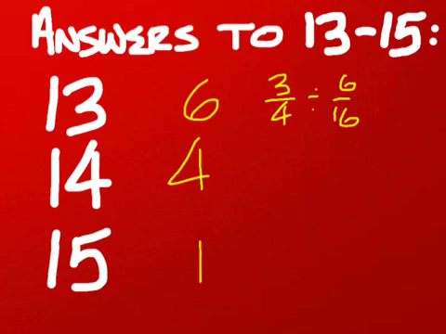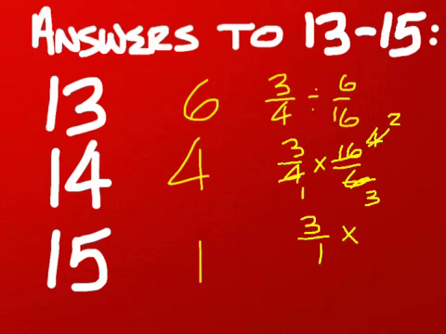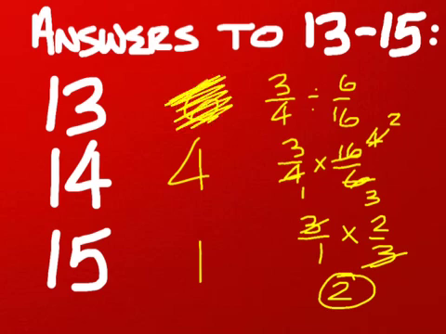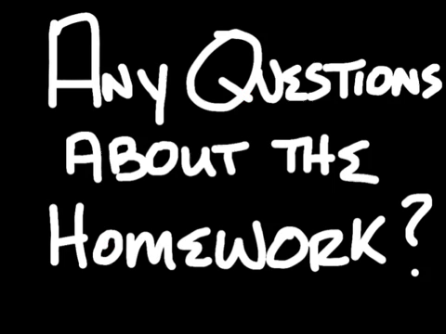There's a problem with number 4. When I change this to multiplication, I end up with 16 over 6. So that goes to 1, that's a 4, and we can still cancel to 2 over 3. So 3 over 1 times 2 over 3, we can still cancel again, and the answer should come out to be 2. Take away the 6 and put a 2 in. Any questions about the homework?